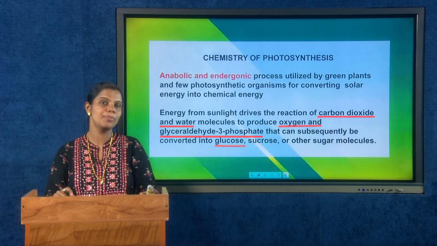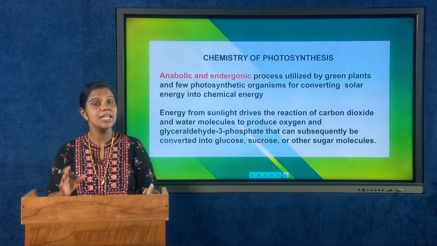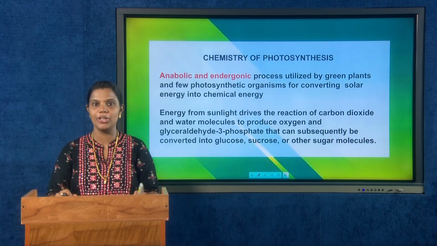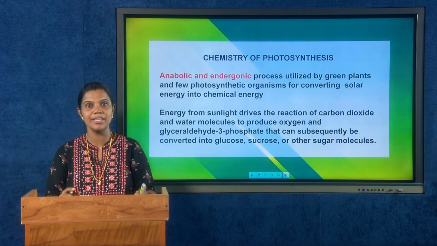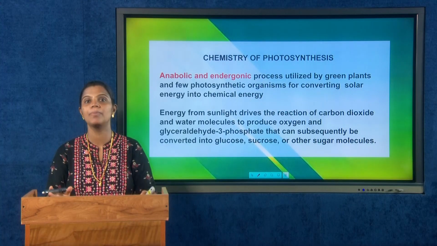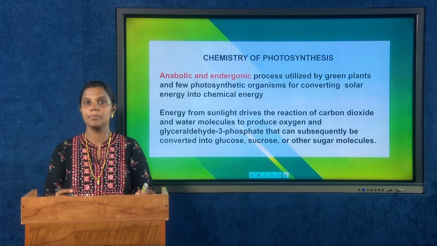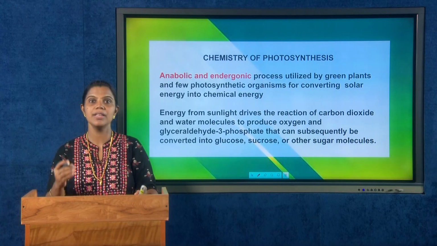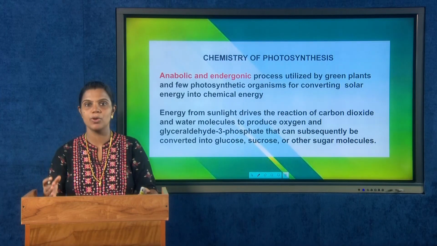What is an anabolic process? Anabolic process is that process in which simpler molecules are being combined to form complex molecules. So, here the simple molecules carbon dioxide and water are combined to form the complex molecule glucose. And it is an endergonic process that requires immense amount of energy to carry out the process.